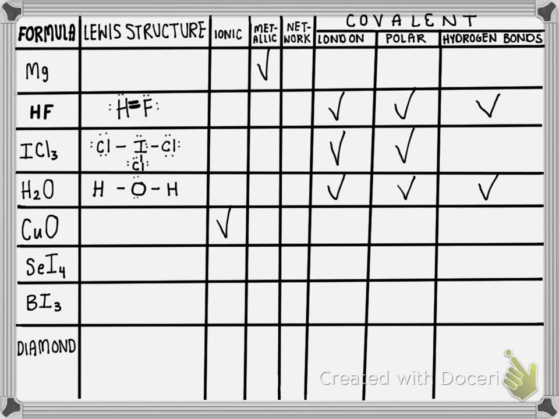Next we have SeI4, and if you look on your periodic table again, or if you just know, Se and I are both nonmetals, which means it's covalent, and automatically you know that it will be London. And then to find out if it is polar or not, we have to draw the Lewis structure. So we'll go ahead and do that.